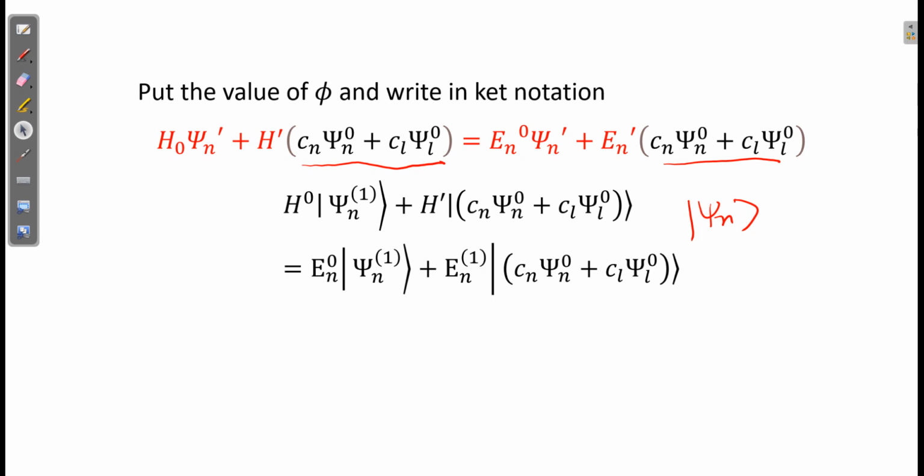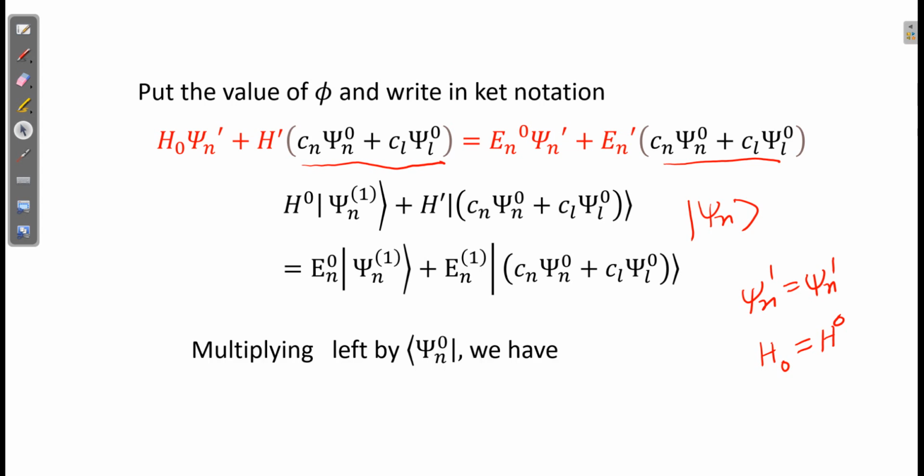So H naught psi n dash in ket notation. Psi n dash means psi n 1. Both are the same thing. H naught can be represented as H naught. No problem. H naught psi n 1 plus H dash Cn psi n naught plus Cl. This is written in this form.